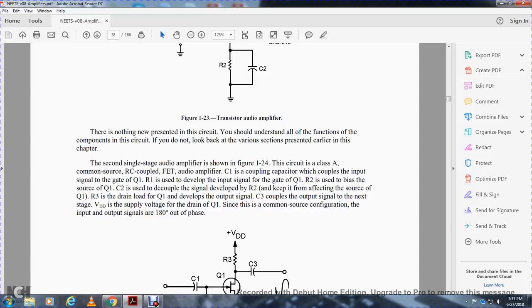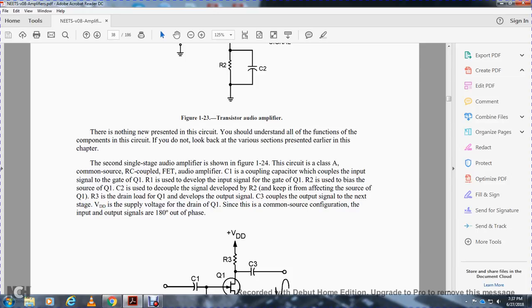The second single stage audio amplifier, shown in Figure 120, is a class A common source RC coupled field effect transistor audio amplifier. Capacitor 1 is the coupling capacitor that couples the input signal to the gate of Q1. Resistor 1 is used to develop the input signal at the gate of transistor 1. Resistor 2 is used to bias the source of transistor 1.